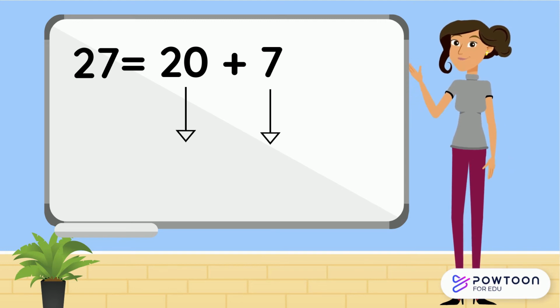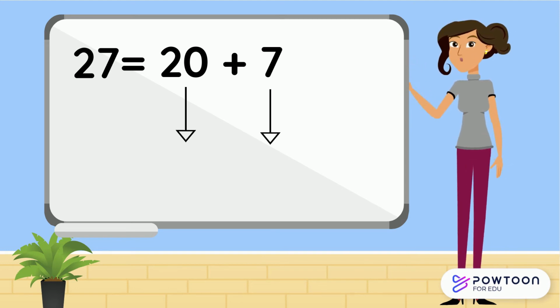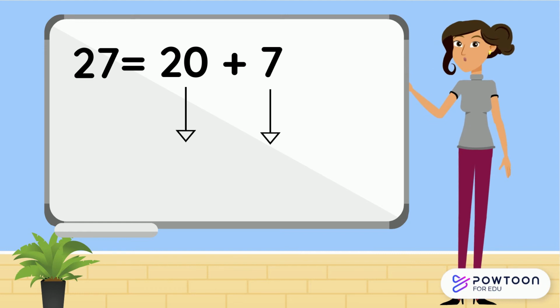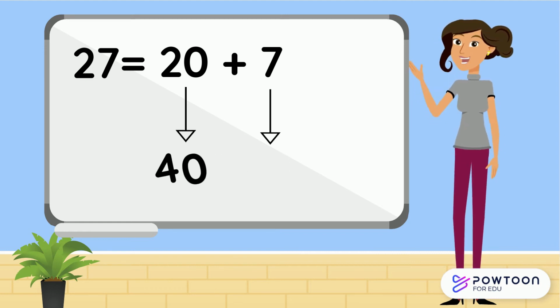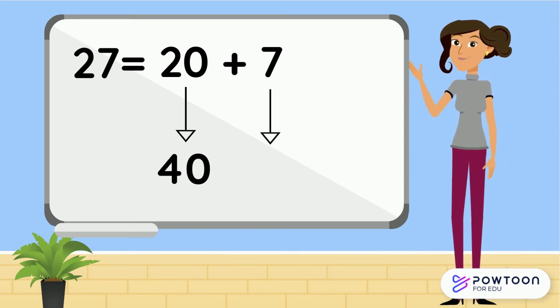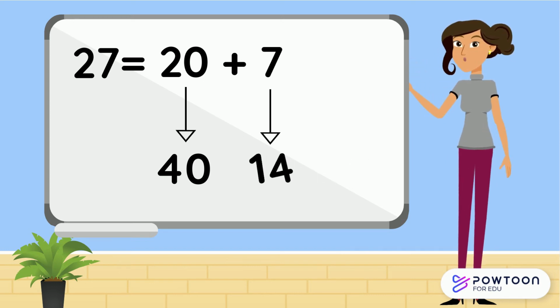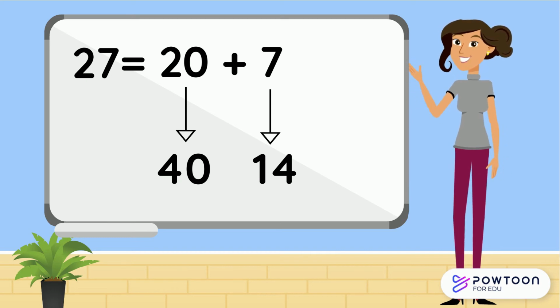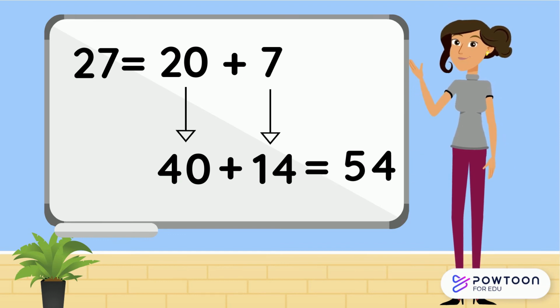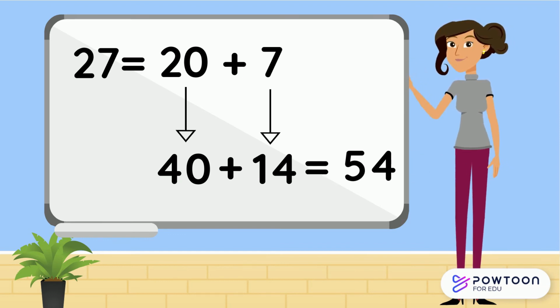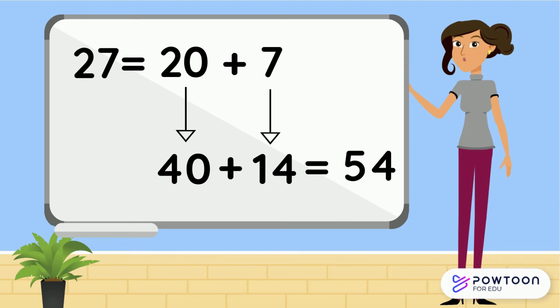Now we can double. Let's start with the 20. Double 20 is 40, which we'll write underneath the first arrow. Then we can double the 7. Double 7 is 14, which we can write underneath the second arrow. Now we can add those two numbers together. 40 plus 14 equals 54. Therefore, double 27 equals 54.